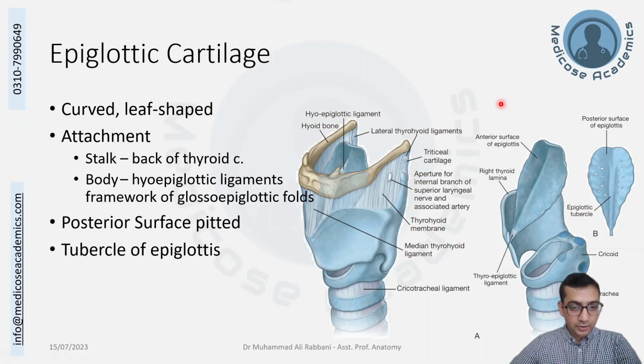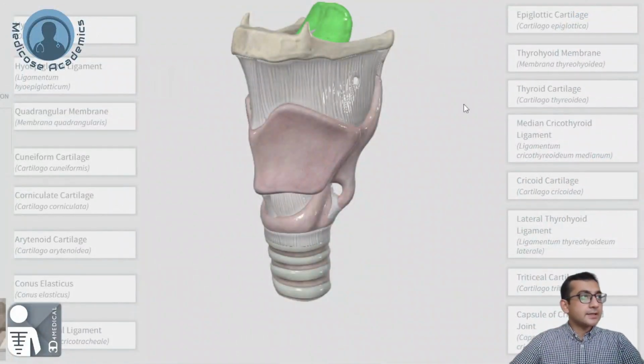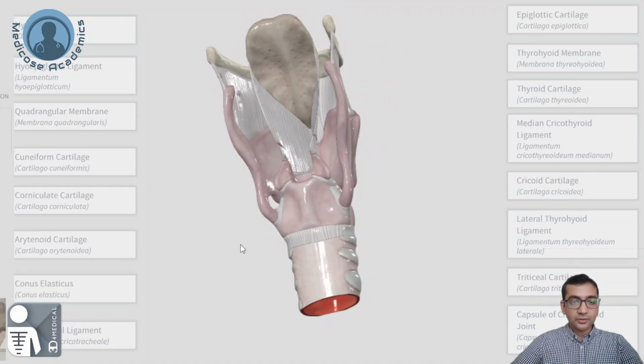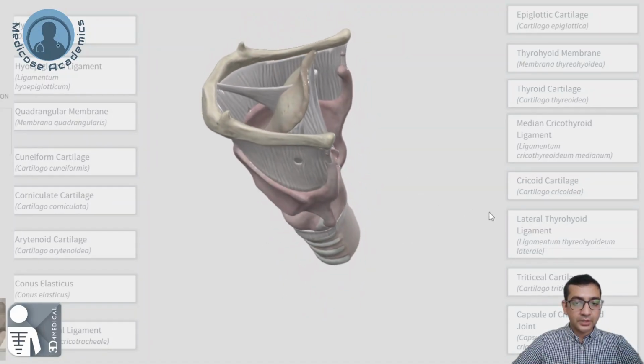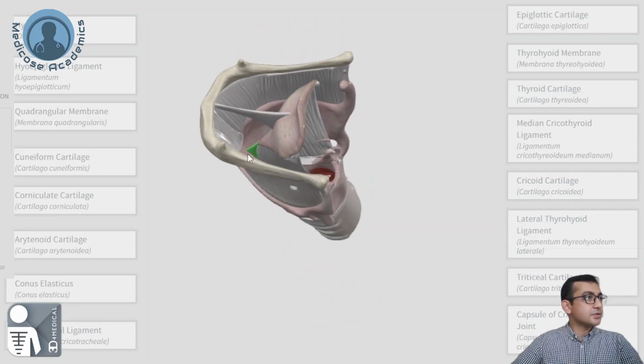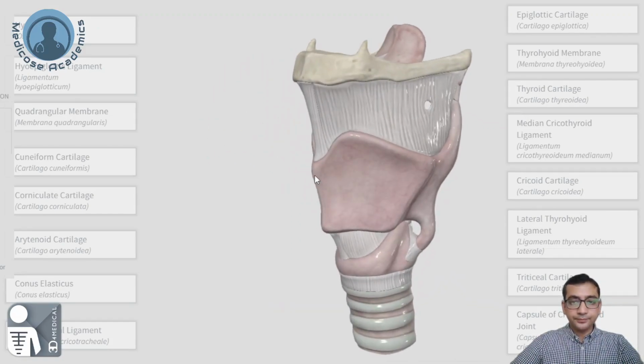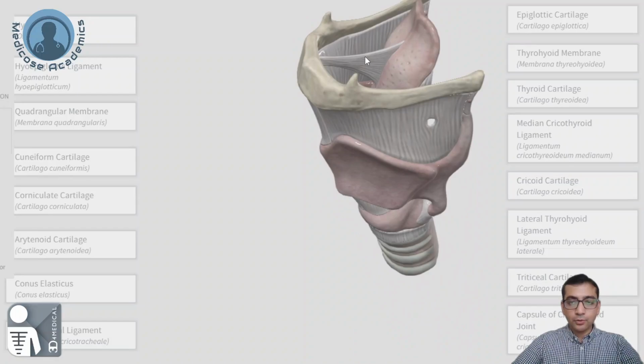Then there is the epiglottis. It is a curved, leaf-shaped structure, relatively freely hanging. I'm saying relatively because it has a lot of attachments. It does not attach to the skeleton on each side. It is only attached to the skeleton of the larynx through the ligament known as the thyroepiglottic ligament, and it is attached to the hyoid bone at the front, and it has lateral attachments to the hyoid bone also. So these are known as the hyoepiglottic ligament.